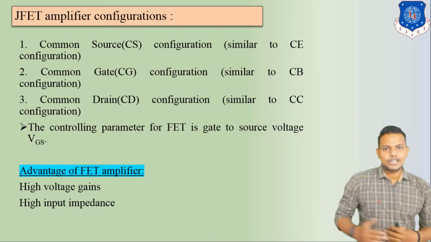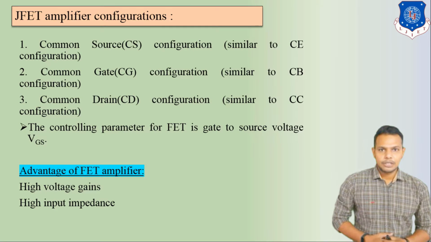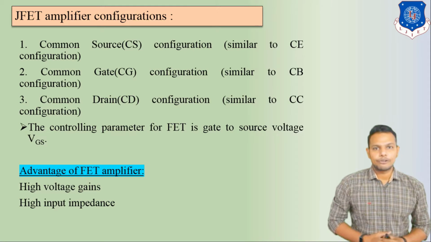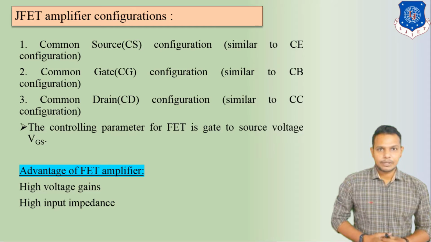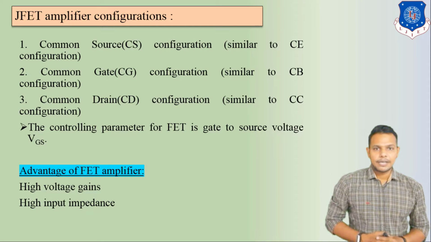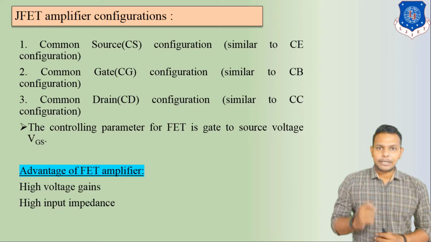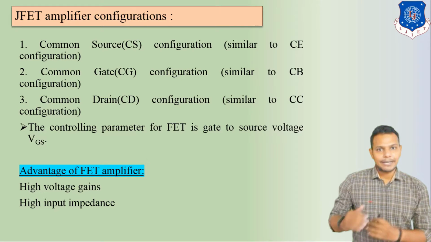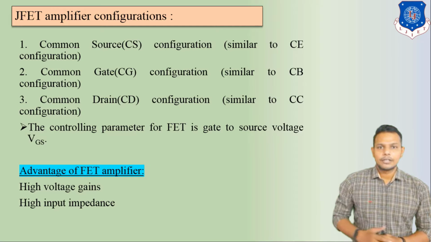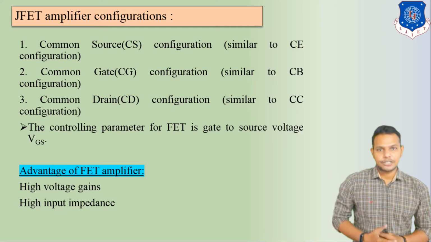Here this is the JFET amplifier configuration. So it is basically a common configuration for FET. So what is a common configuration? If we take one particular terminal as common, that becomes the common configuration of that particular circuit. So here there are three terminals, so there are three common configurations.